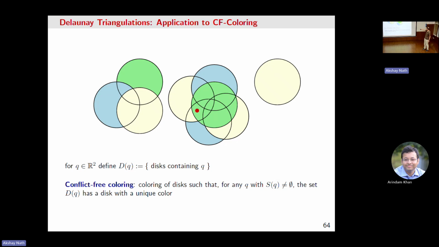This one is easy. And here, whenever you're in here, you can use the green disk. When I'm in here, I can use blue. So these have the same colors, but that's okay. These have the same colors because whenever I would be in the overlap of these two yellow ones, I can take the green one. So now the question is, if you have n points and disks, how many colors do you need in the worst case? Any guesses?